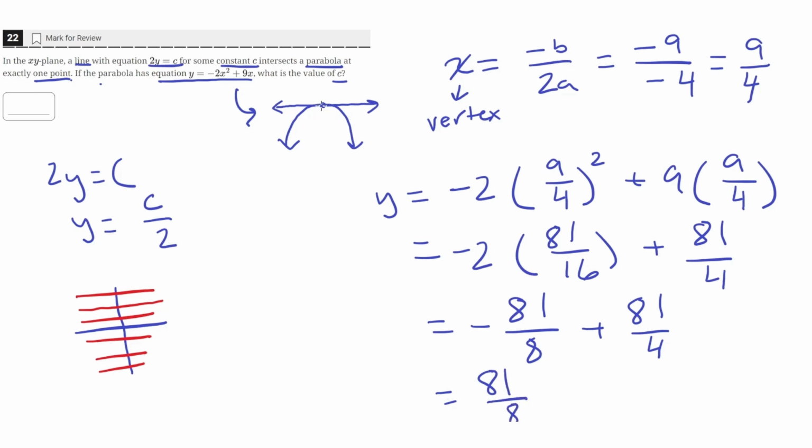So the y value at this vertex is equal to 81 over 8, which means the y value of the line should also be 81 over 8 since they intersect at this point. So for the equation y equals c over 2, the y value should be 81 over 8, and that should be equal to c over 2. So then if we multiply this 2 to the other side, we get that c is equal to 81 over 4, and that's the answer. 81 over 4 is the value of c.